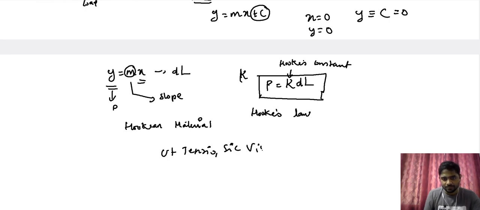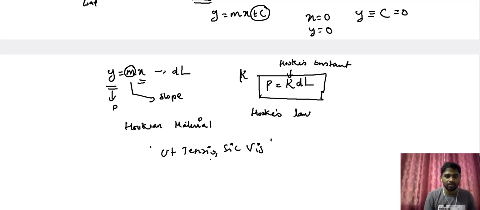sic vis. Now, of course, I know some of you are rather inclined to learn certain words in Latin or in other languages, and you often find some motivational quotes or some guiding phrases that are in Latin or Greek, I don't know. But this is one of the Latin phrases that Hooke used to describe the elastic behavior of the materials.